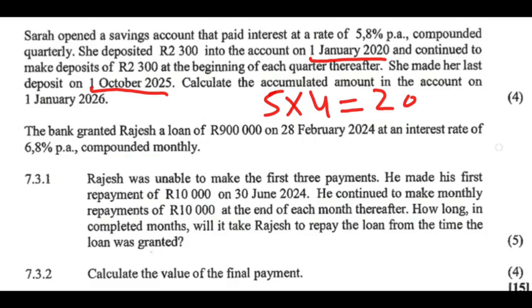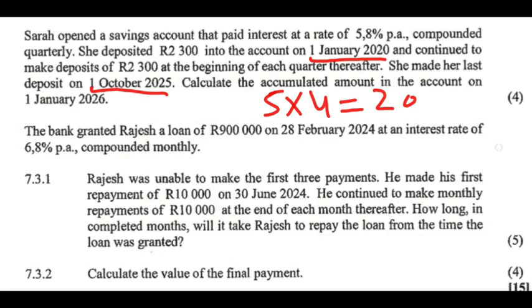Now, you must remember that from 1st January 2025 to 1st October 2025, there are 4 quarters. Don't forget this one. I'm repeating again: from 1st January 2025 to 1st October 2025, there are 4 quarters.